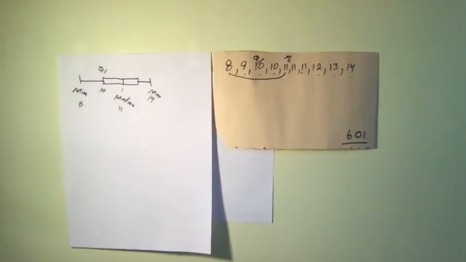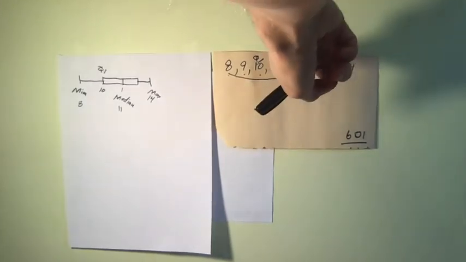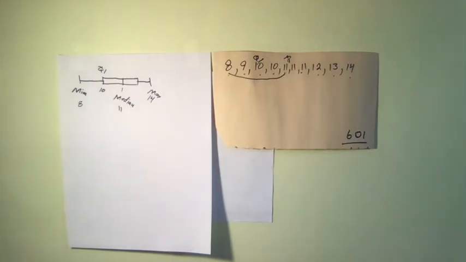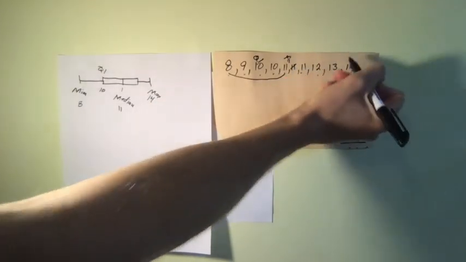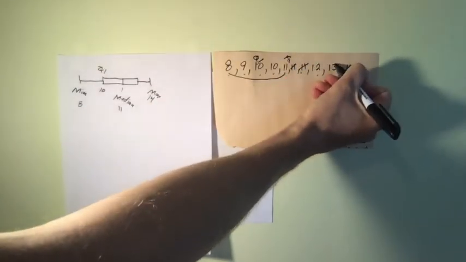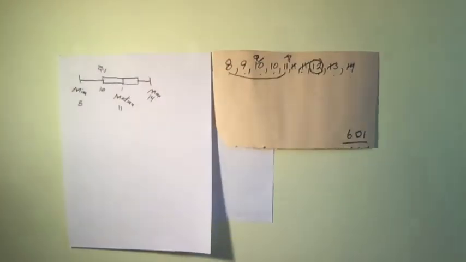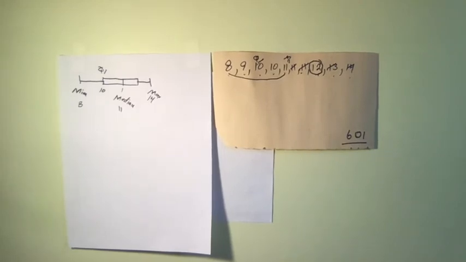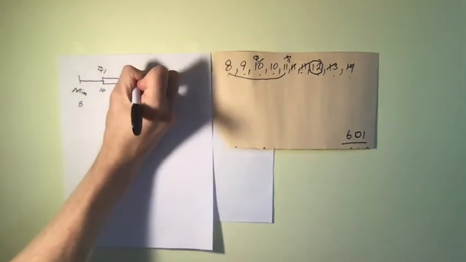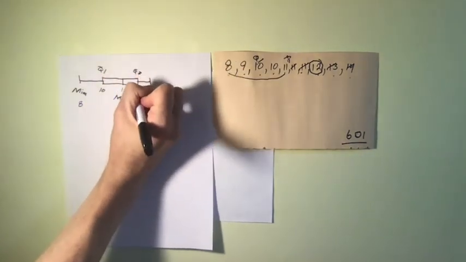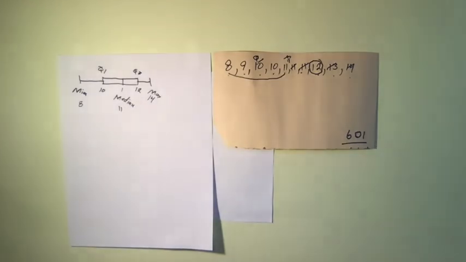Now, in order to find Q3, I need to do the same for the top. Again, I've removed my actual median, and then I will cross out the bottom, the top, the bottom, the top, and there 12 is the center or the median of the upper half of my data set, and therefore the 12 is my third quartile. So I'll put that here, Q3, and that happens to be 12.